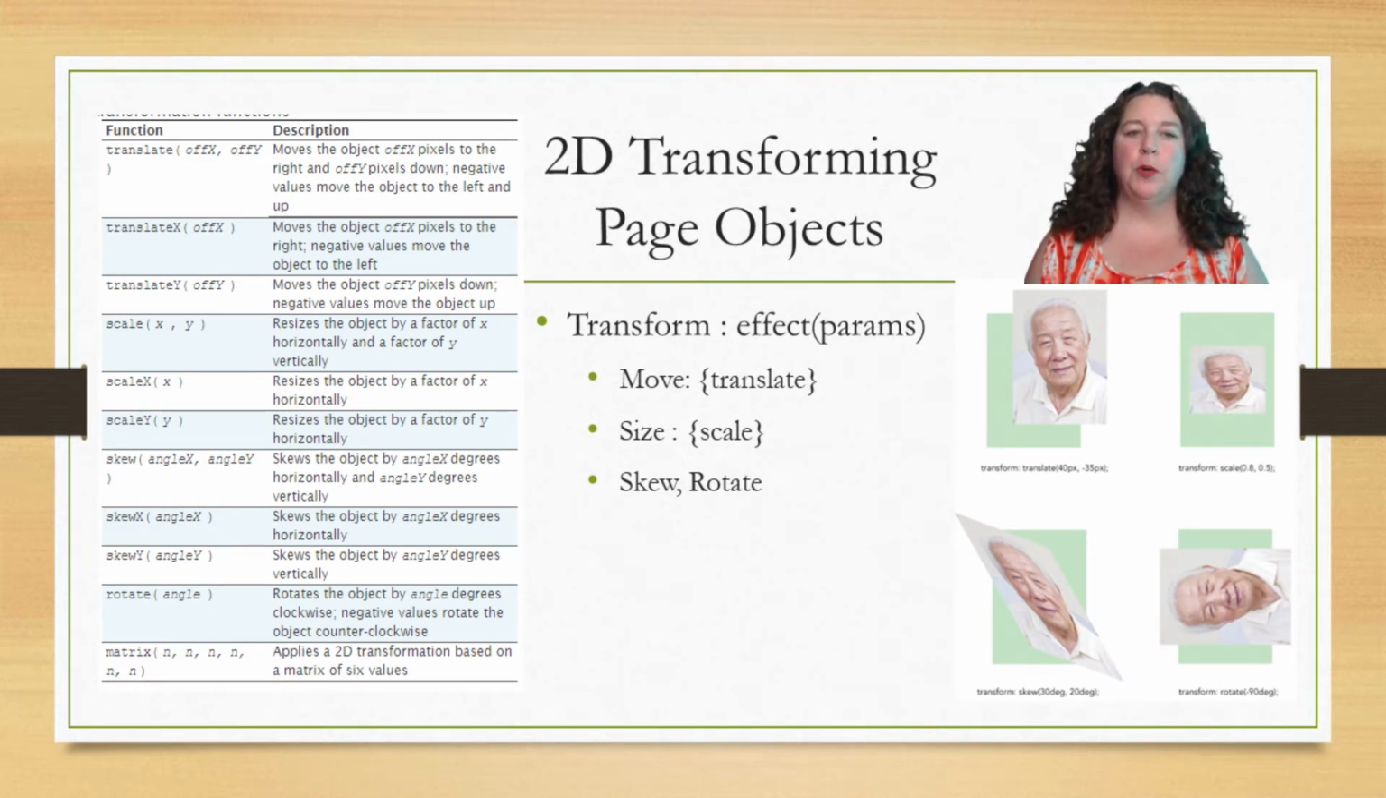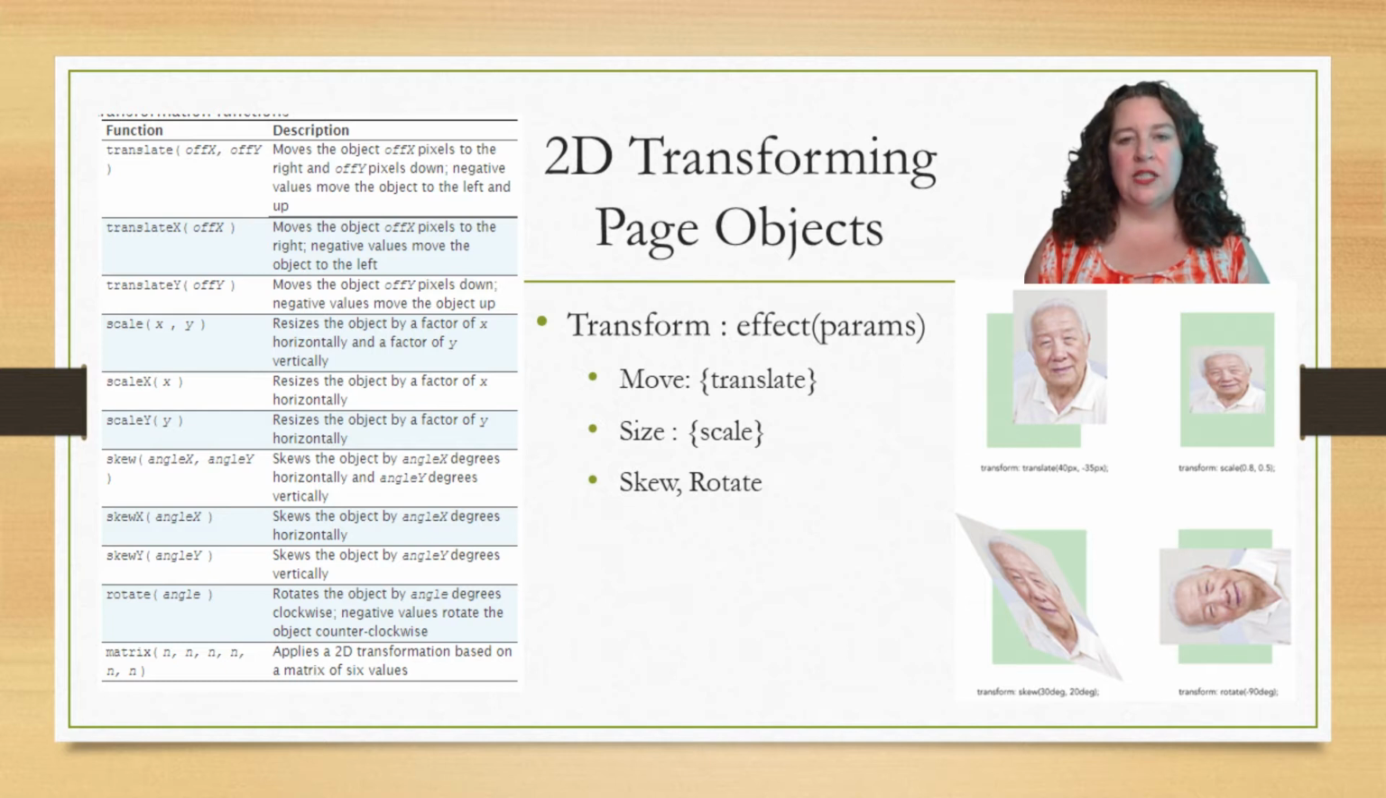We're going to do 3D, but we're going to start with 2D to begin with. With 2D transforming, you can take an image and you can transform it. You can change it. You can move it, so translate it from position to position. You can size it, so you can add scaling, and you can also skew and rotate it. You can twist it, and that would be skewing or rotating it in certain degrees. So you can see the examples here of the different effects that you can do.